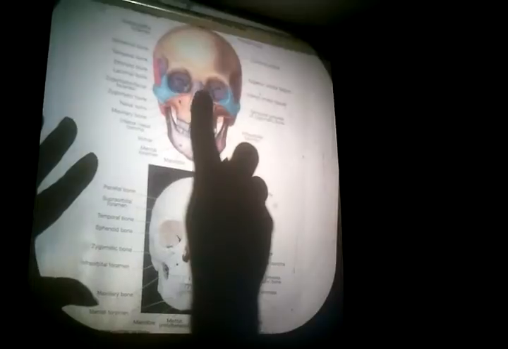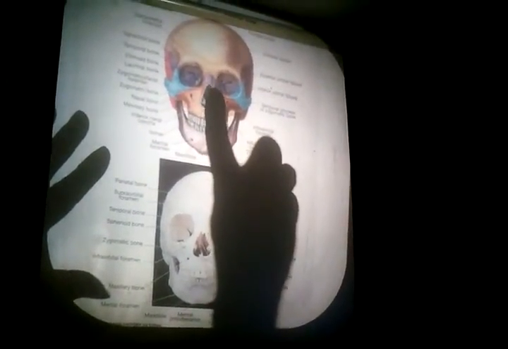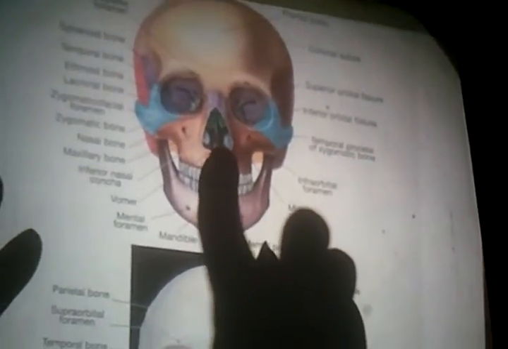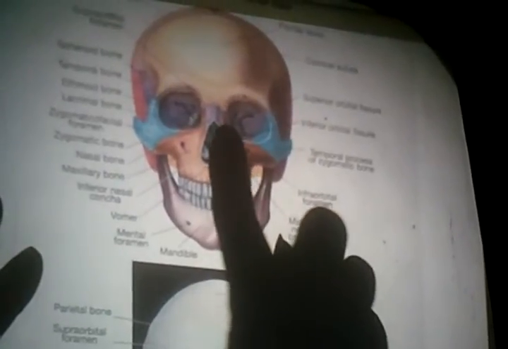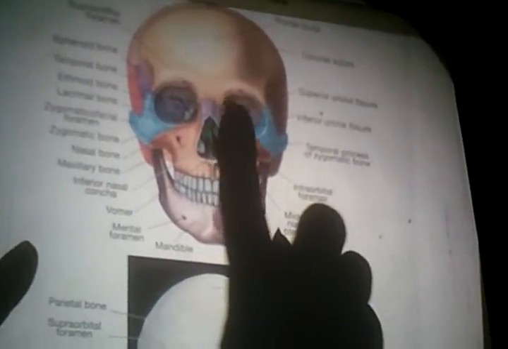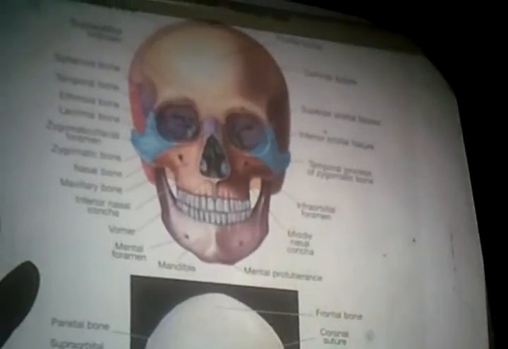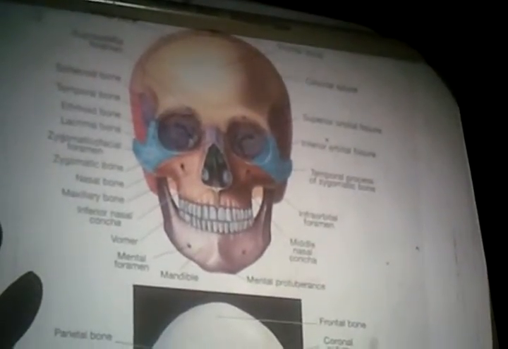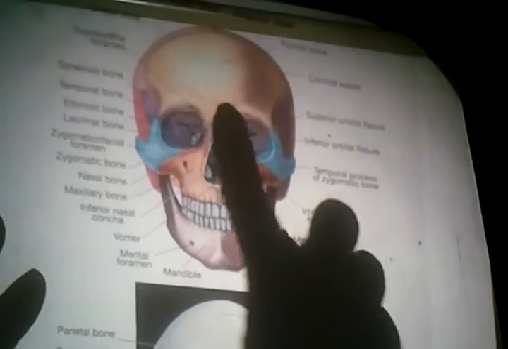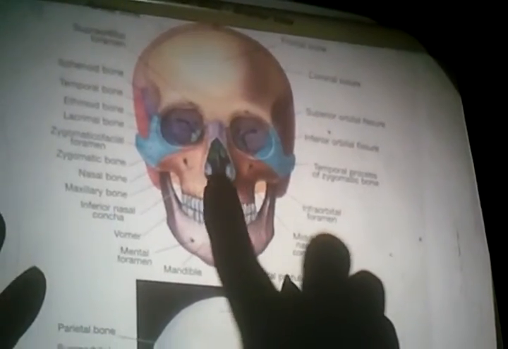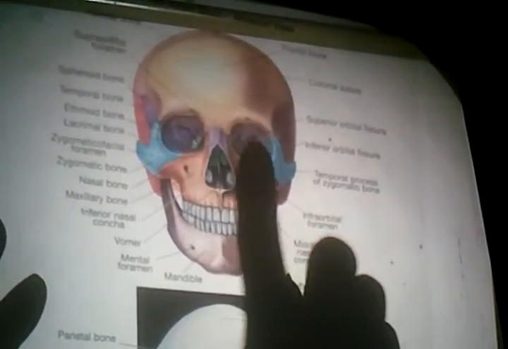In the nasal cavity here, you have your nasal septum. The higher one is called the perpendicular plate of the ethmoid, and the bottom is called the vomer. Then you see two of the nasal conchae out of the three. You know the three: superior, middle, and inferior nasal conchae. You can only see two because the superior is way up here, and you can't see it on your skull. So you only see the inferior nasal concha and the middle nasal concha.